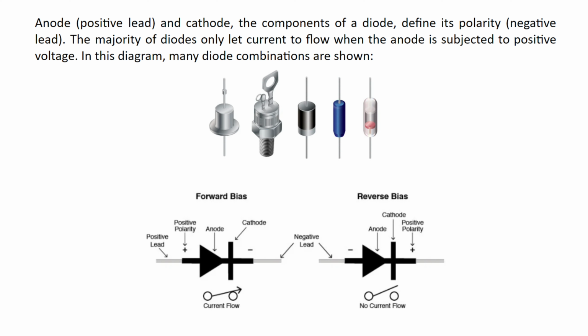Diodes are rated by type, voltage, and current capability. The terminals are the anode, which is positive lead, and the cathode, which is negative lead. The components of a diode define its polarity. The majority of diodes only let current flow when the anode is subjected to positive voltage. In this diagram, many diode combinations are shown.